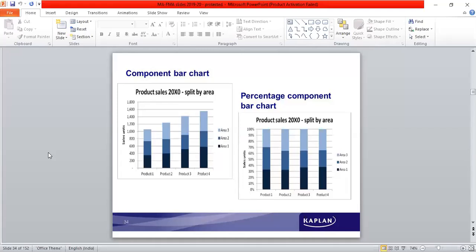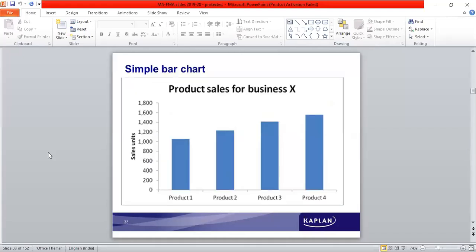Bar chart, that is with multiple components also. It's not just one bar for one particular thing. In this particular case, one product only is there. Product sales, the number of units, and each bar is representing one product. So product one, product two, product three, so on.